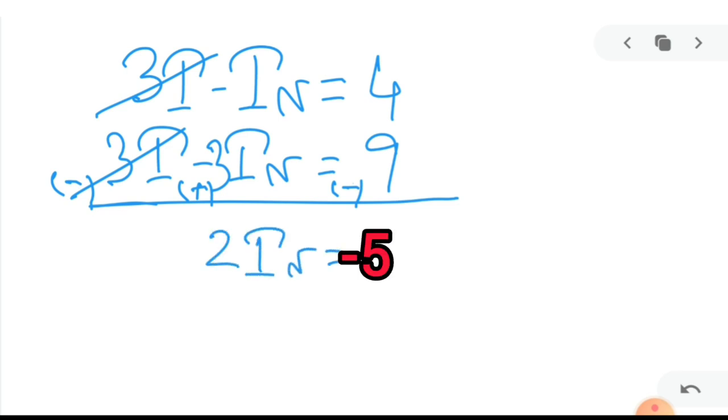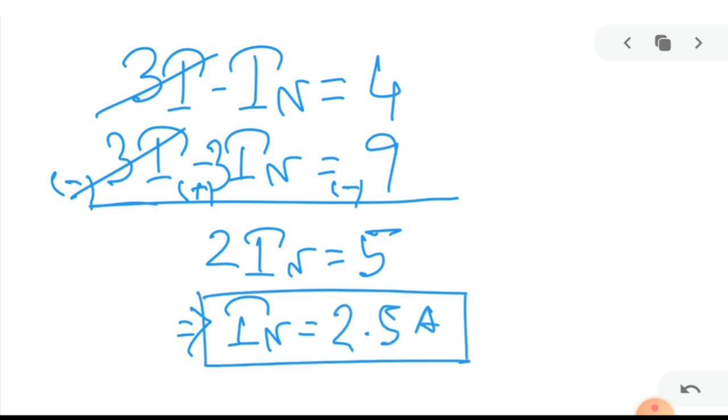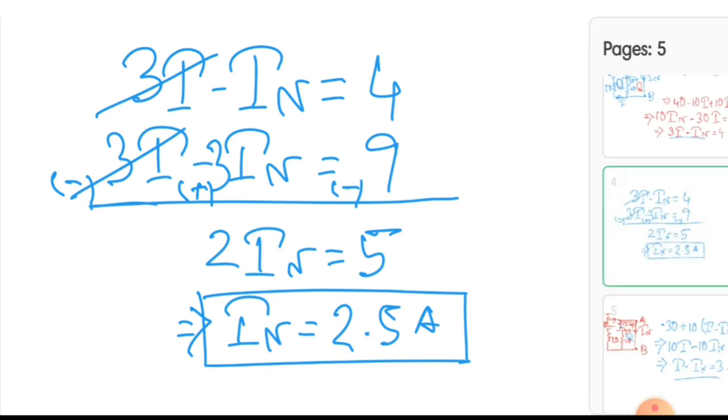Eliminating the I, 2IN is equal to 5. IN is equal to 5 by 2. What is 5 by 2? It is 2.5 ampere. We got our IN. And finally, draw the equivalent circuit.